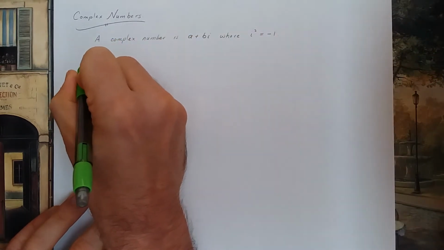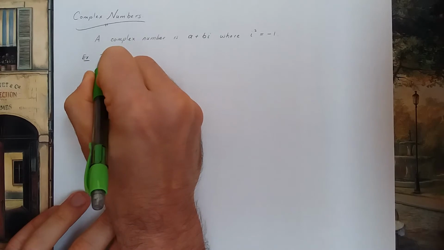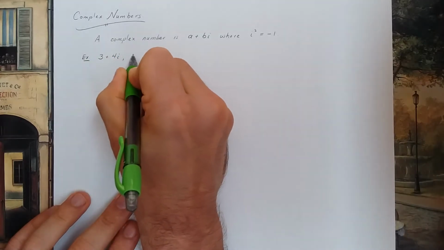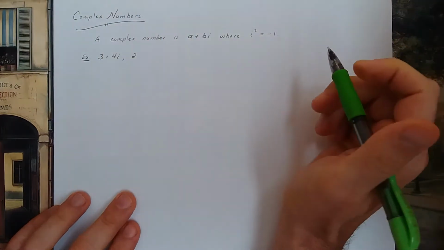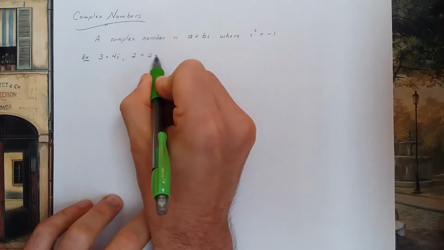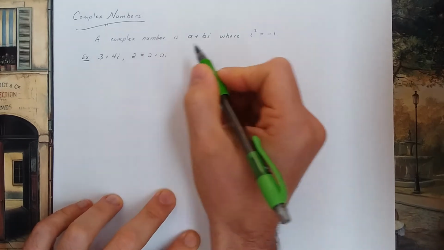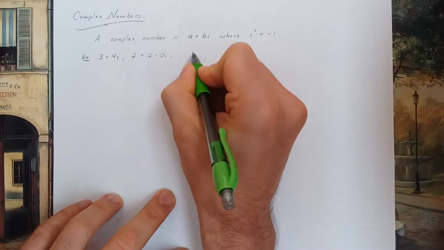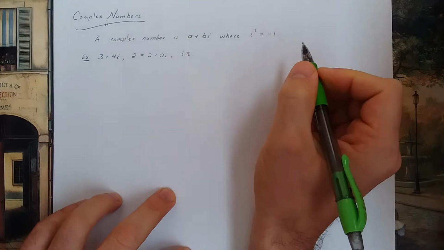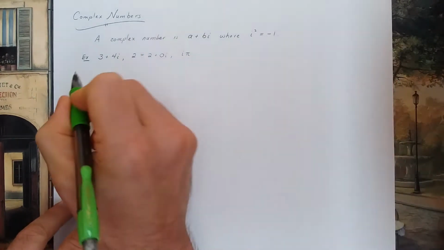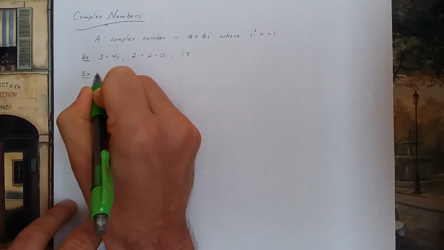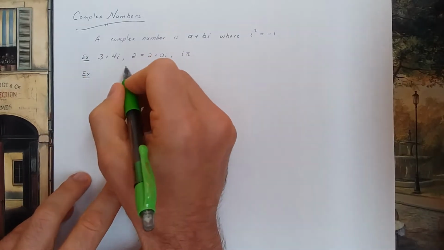So let's see some examples. I could have 3 plus 4i, that's a complex number. I could have 2. 2 is a complex number because 2 is equal to 2 plus 0i, so 2 is definitely a complex number. Or I could have i times pi. That's a complex number as well. You can multiply, divide, add, do all kinds of arithmetic operations with complex numbers.